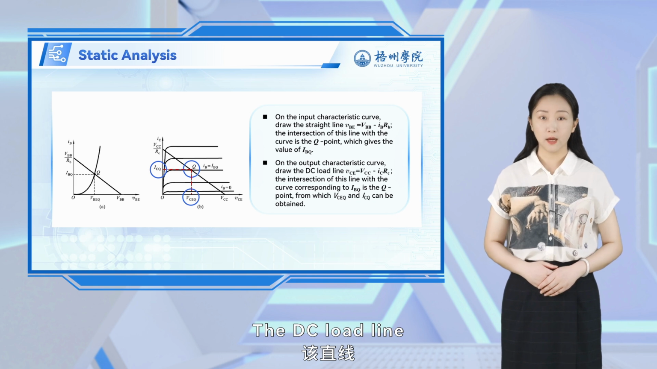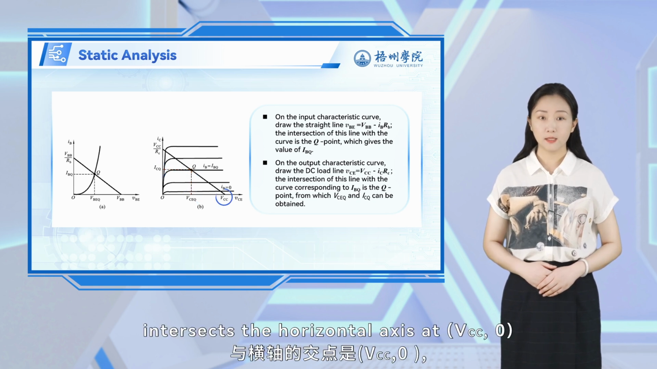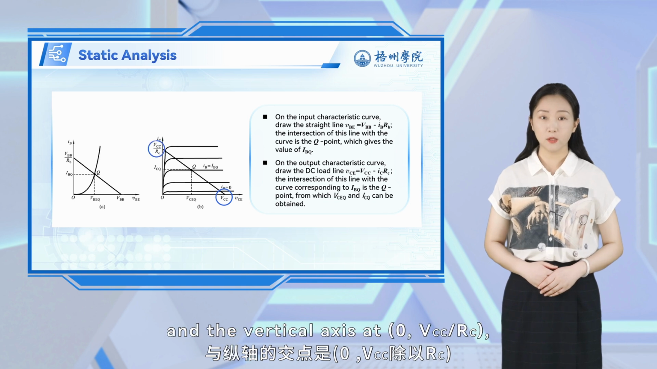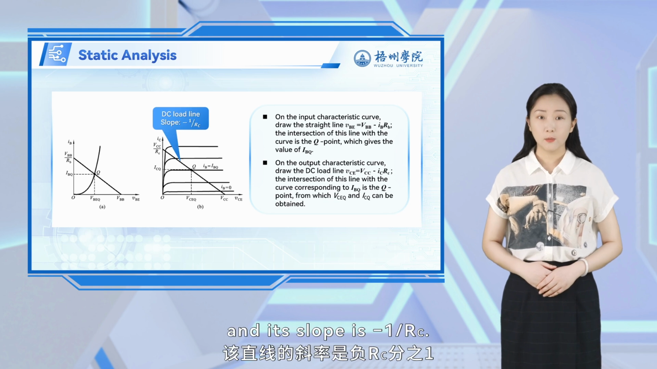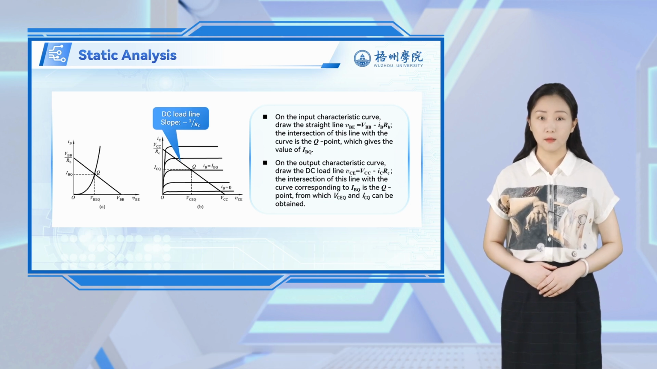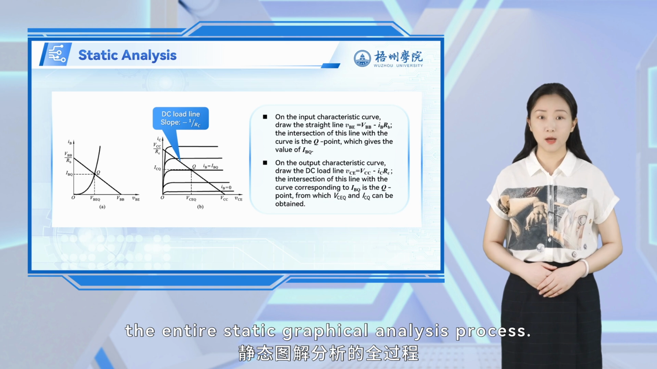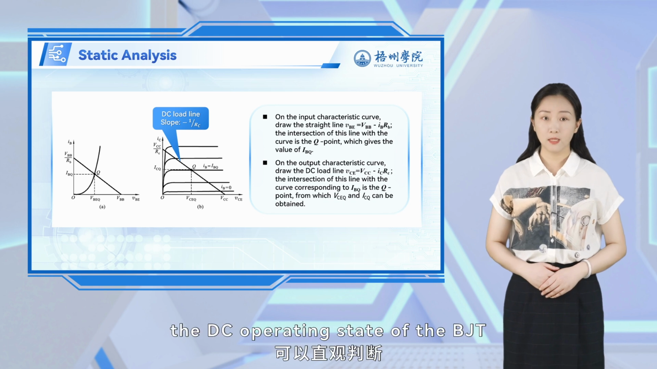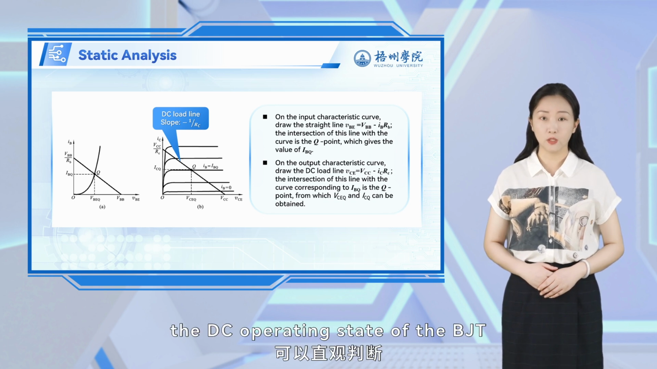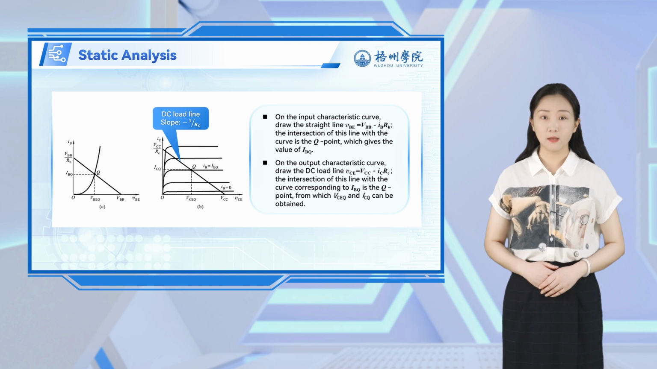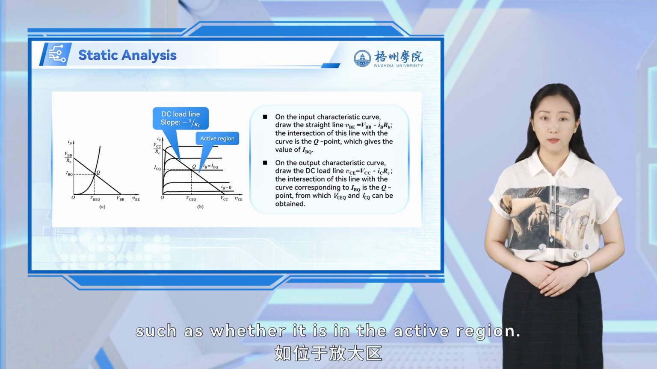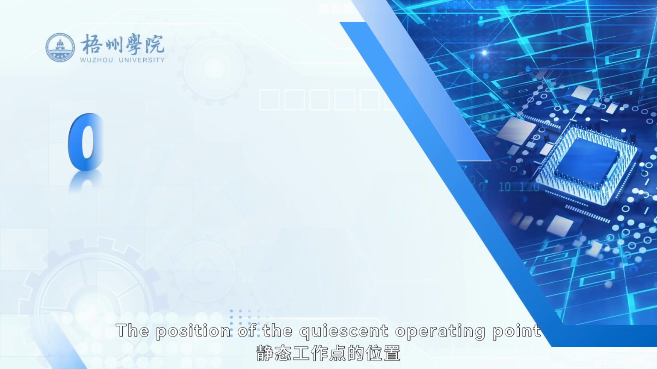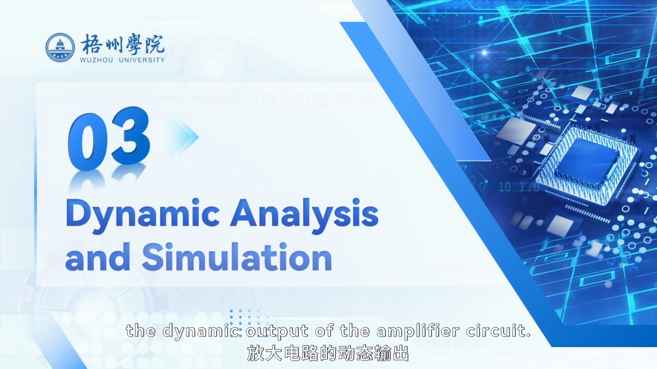The DC load line intersects the horizontal axis at (VCC, 0) and the vertical axis at (0, VCC/RC), and its slope is -1/RC. This completes the entire static graphical analysis process. Through graphical analysis, the DC operating state of the bipolar junction transistor can be visually determined, such as whether it is in the active region. The position of the quiescent operating point directly affects the dynamic output of the amplifier circuit.